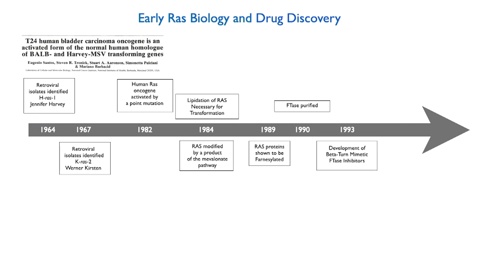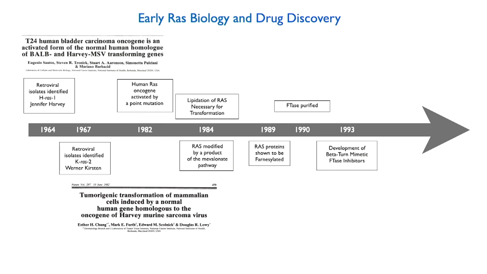So going back to the discovery of the RAS genes, they were done by retroviral isolate identification, passaging in animals, and then harvesting the viruses. And so HRAS was the first RAS gene isolated, from Jennifer Harvey, and then Werner Kirsten identified K-Ras several years later. And some of the very early foundational work was done by Mariano Barbacid when he was here at the NIH, and by Doug Lowy in identifying the human gene homologous to the viral gene that was isolated.